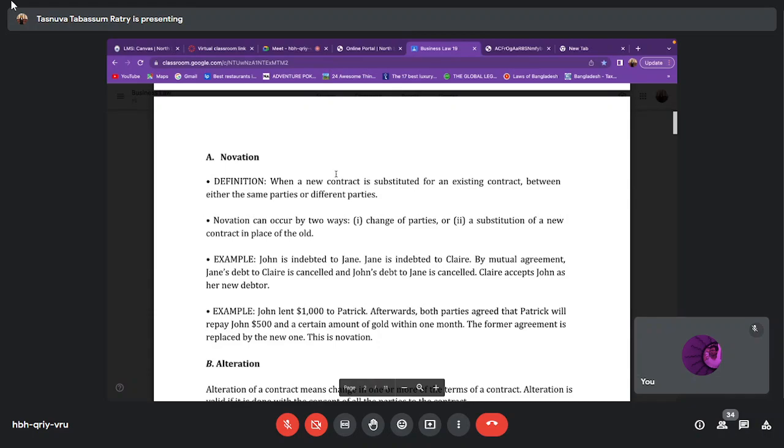Now, the three contracting parties decide to mutually substitute these two agreements with one agreement. By mutual agreement, John, Jane, and Claire decide that Jane's debt to Claire is cancelled and John's debt to Jane is cancelled. Now John is directly indebted to pay Claire. In that case, this new contract between John and Claire has been substituted and has cancelled the existing contracts between John, Jane, and Claire.